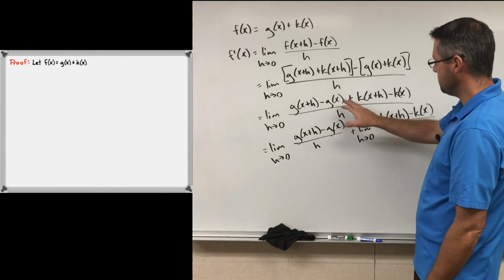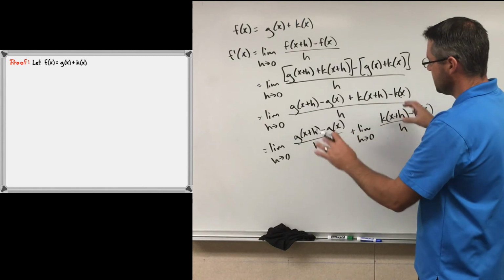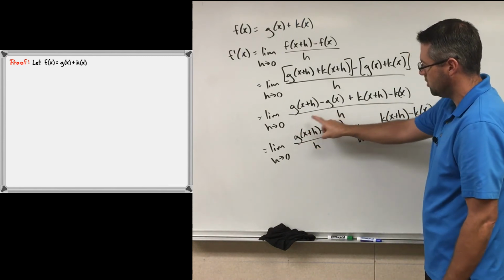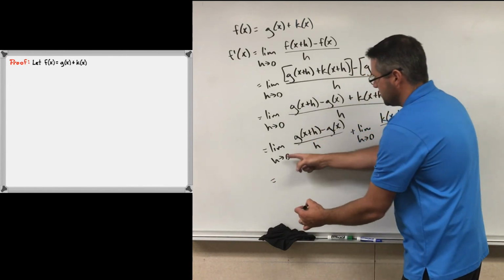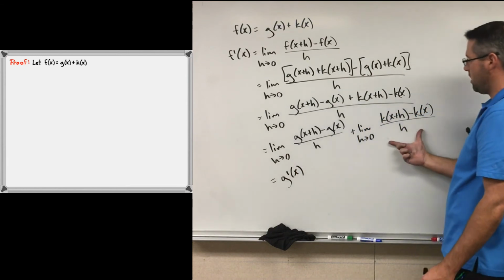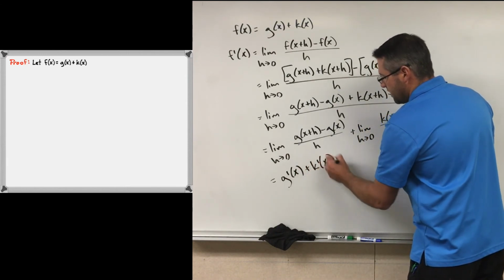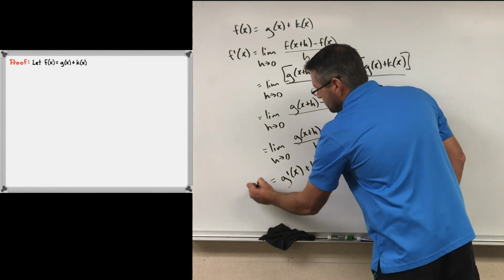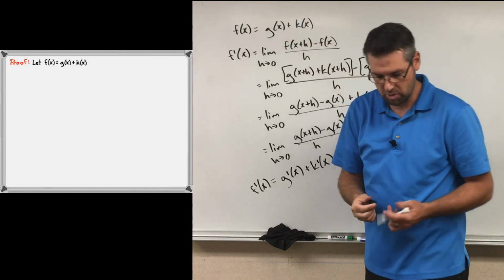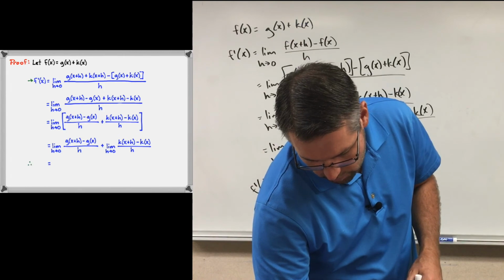And so because I'm taking the limit of a sum, I can separate that. Now I could separate it more, but I didn't want to because this is recognizable. This first term, the limit as h approaches 0 of this is just g prime of x. And then the limit of this term is just the derivative of k of x. So f prime of x is equal to g prime plus k prime if f is equal to g plus k. So that's the proof of that. Pretty easy, I think, overall.